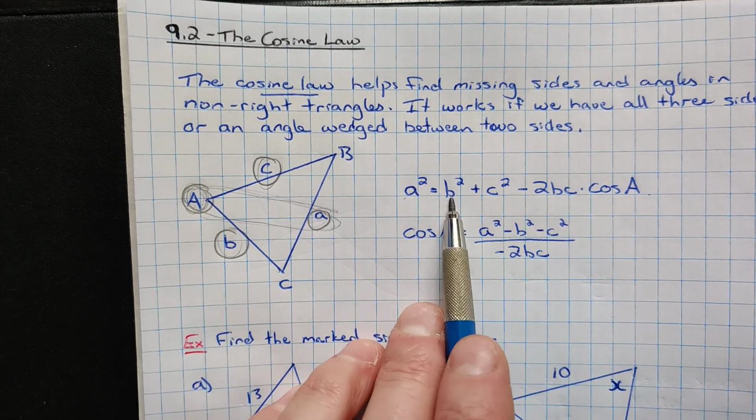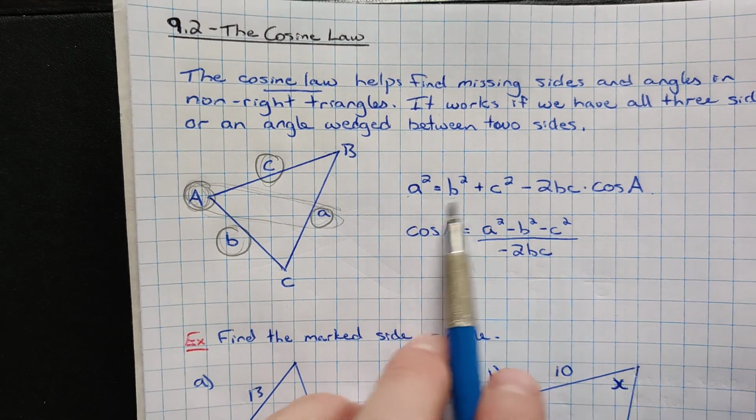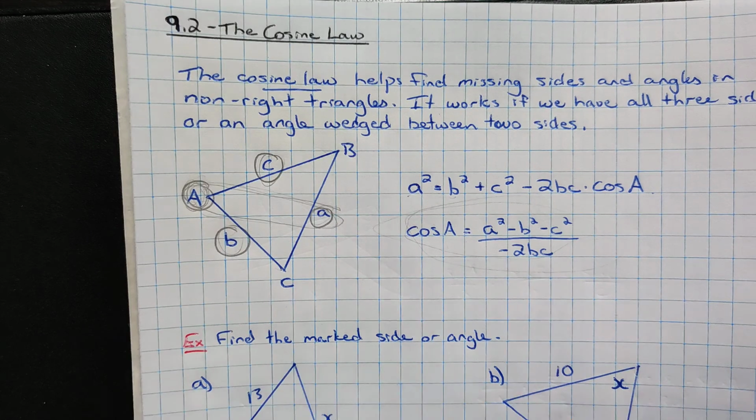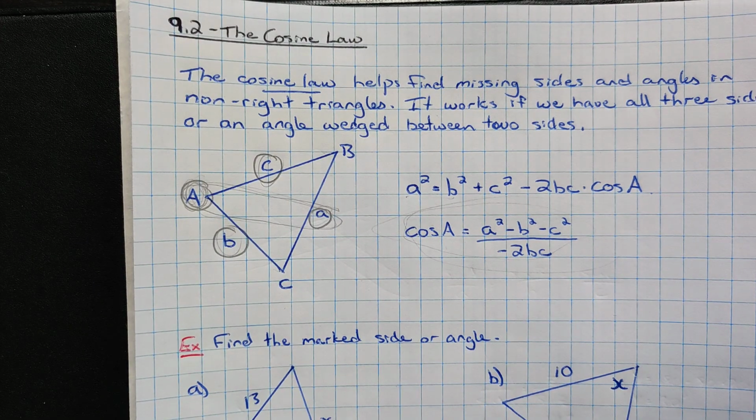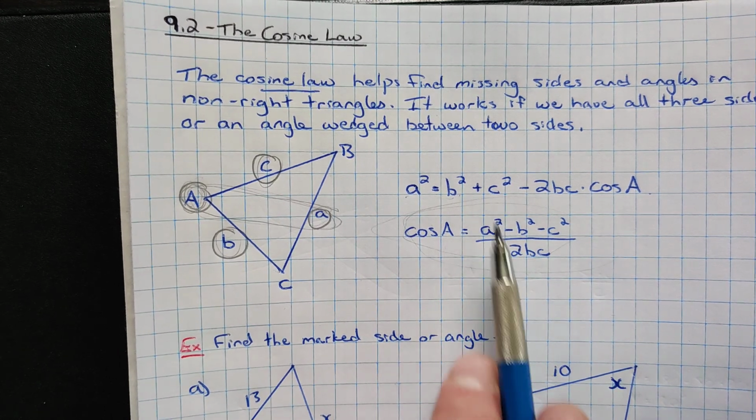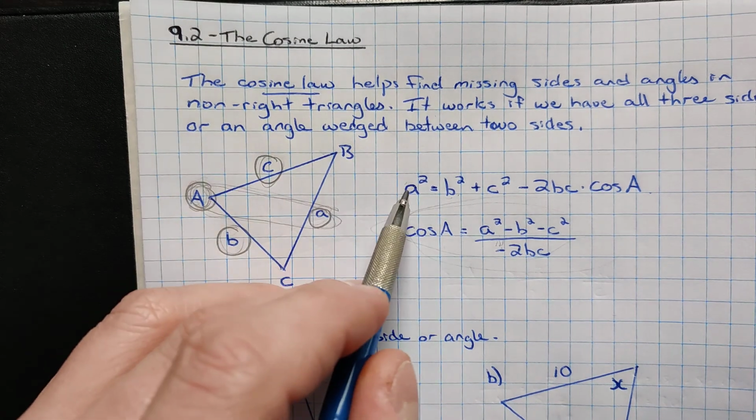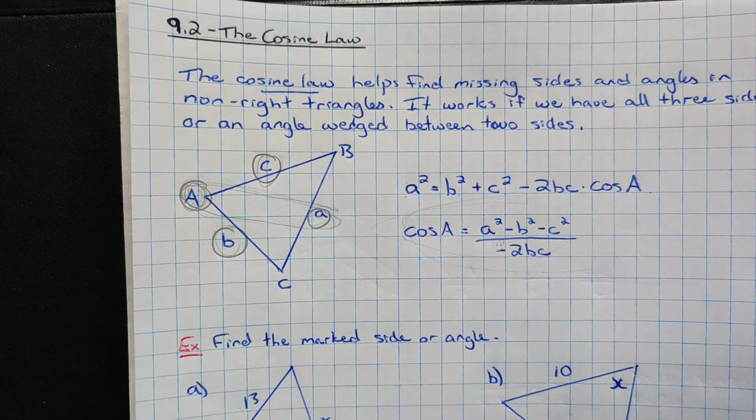You can just rearrange this, although you do have to be careful with order of operations when you're rearranging and simplifying. This is the rearranged form. Cosine A equals A squared minus B squared minus C squared over negative 2BC. So that's just a rearrangement of this above formula. So these are the exact same things in different arrangements. Find the side, find the angle. So let's take a look at using this.